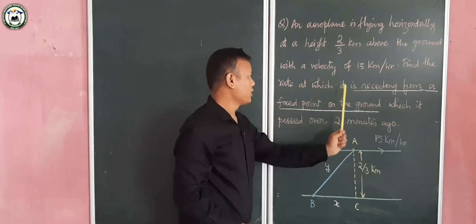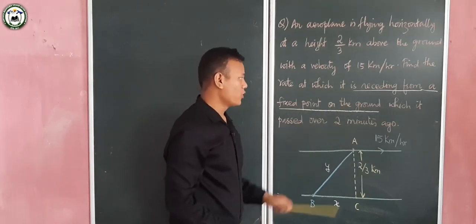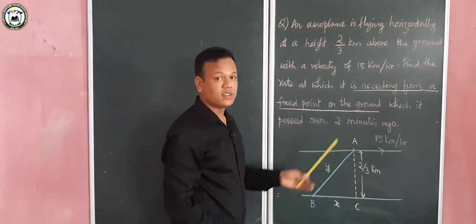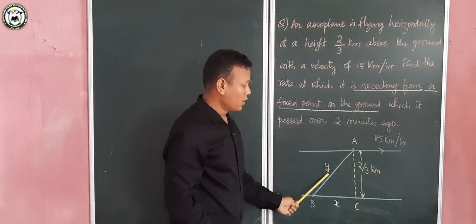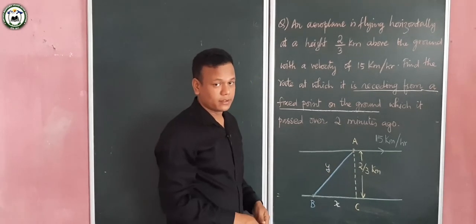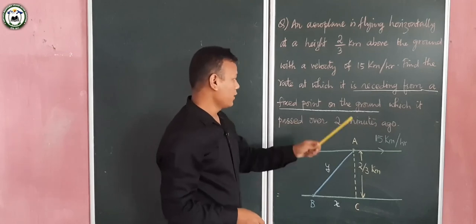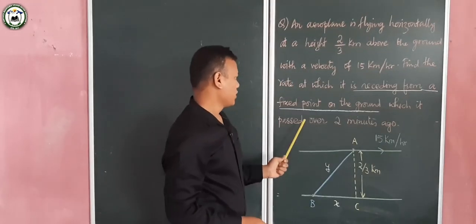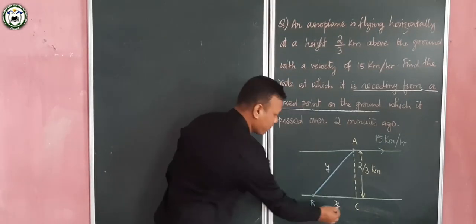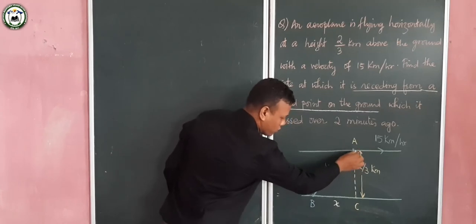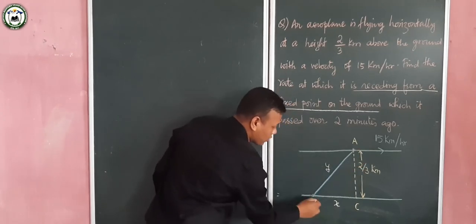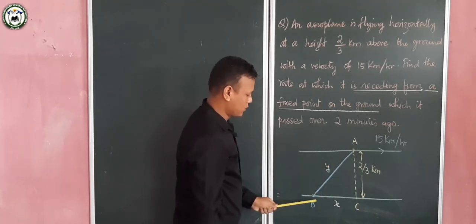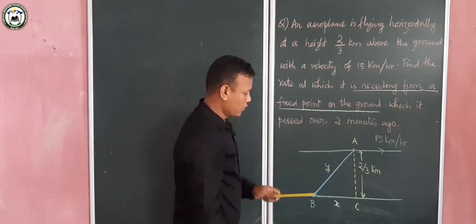We need to find the rate at which it is receding from the fixed point on the ground, so we need to find dy by dt, because y is the receding height. That is the rate of change we need to find. Then it says receding from a fixed point on the ground which it passed over 2 minutes ago. So currently the plane is at this position, and exactly 2 minutes ago the plane was at point B.